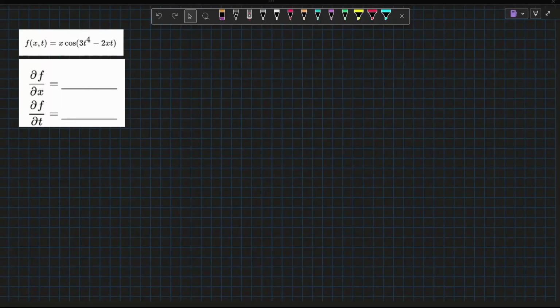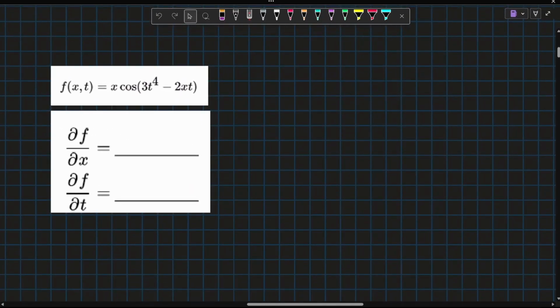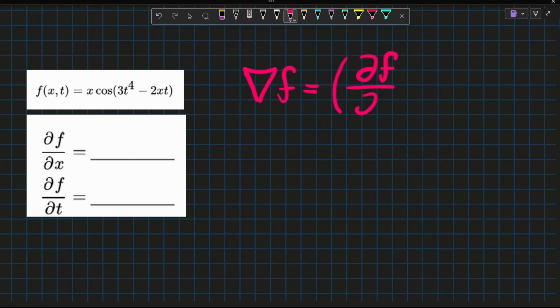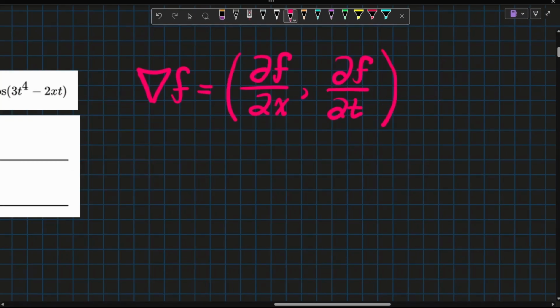Alright, so we're looking for the partial derivative of f at x, t, or basically we're looking for the gradient. So the gradient of f would be defined as del f over del x, comma, del f over del t, which is really what they're looking for in this question. But they sort of pose it as a two-part question.